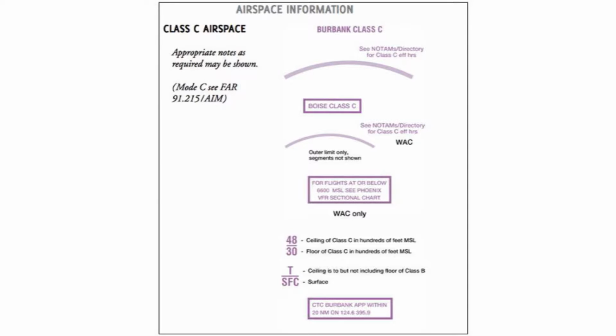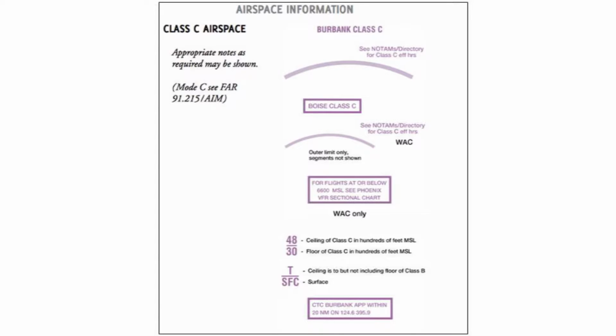Now look down a little bit farther, you're going to see 2 sets of numbers. It looks like a division number, so to speak. You have 48 and 30, and you have T and surface. What do those numbers mean? Well, the 48 is the ceiling of the Class C airspace in hundreds of feet, MSL, mean sea level. The 30 is the floor of Class C in hundreds of feet, MSL.